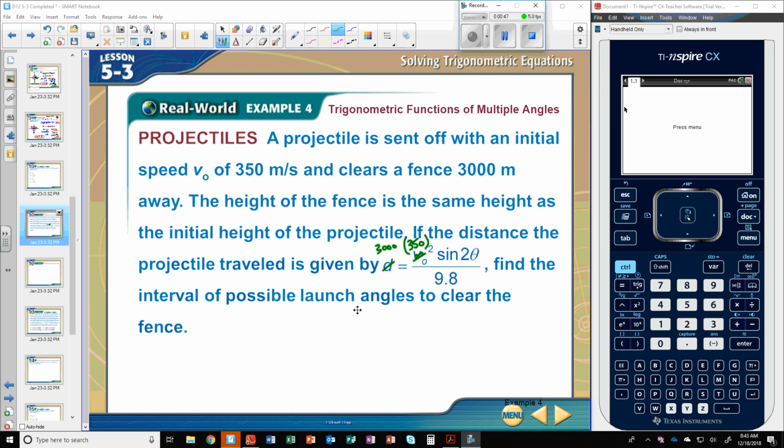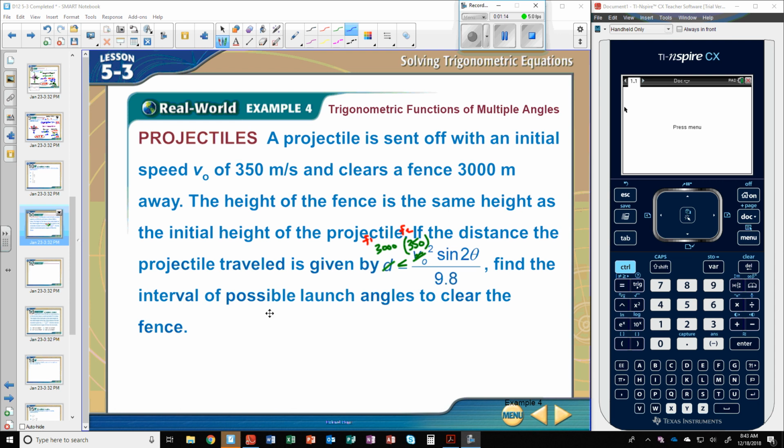And I want it to clear, so I want this to be greater than the distance of the fence. Find the interval of possible angles that will clear the fence. I actually want this to be greater than or equal to. So that's the way I'm going to solve this. Again, you could graph, this is F1, this is F2, and you could search for the answer that way. But I'm going to do the algebra real quick.